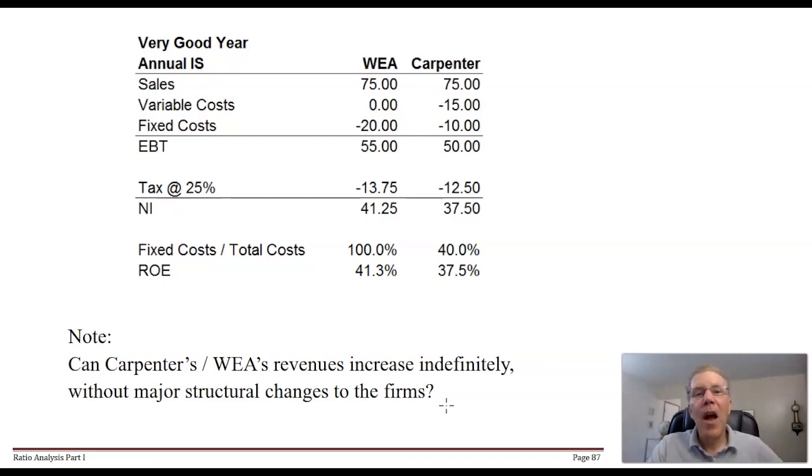For the Carpenter, there's a certain point, probably around 75,000, where if she wants to increase her revenue, she's going to have to absolutely structurally change her firm and probably double her fixed cost. She'd hire another carpenter, that salary is going to be a fixed cost. She's going to need a truck for that carpenter, that's going to be another fixed cost, etc., etc.